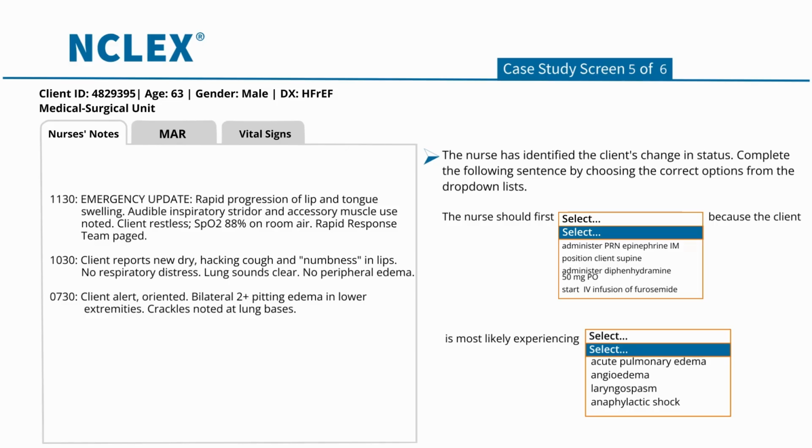The answer is, the nurse should first administer PRN epinephrine IM because the client is experiencing angioedema. In an anaphylactic emergency, oxygen and positioning are common distractor traps. While usually helpful, oxygen cannot bypass a physically obstructed swollen airway, marked by audible stridor. Epinephrine is the only definitive treatment for angioedema.